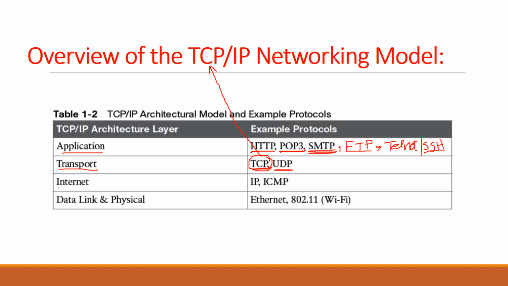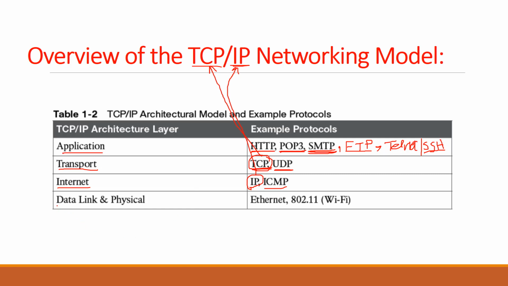Then for layer 3, the internet or the network layer, it uses mainly the IP protocol, or Internet Protocol. And there is another protocol that is used with IP called ICMP, but the most important protocol in this layer is IP, and hence the name came from. TCP/IP: TCP, the most important protocol that works at the transport layer, and IP, the most important protocol that works at the internetwork layer.